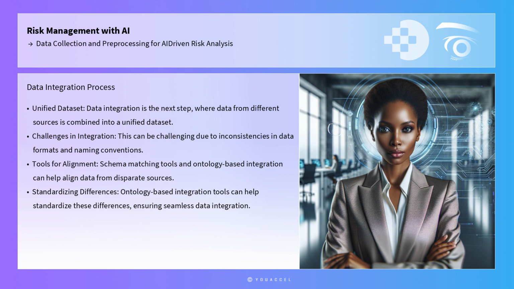Data integration is the next step, where data from different sources is combined into a unified dataset. This can be challenging due to inconsistencies in data formats and naming conventions. Schema matching tools and ontology-based integration can help align data from disparate sources. For instance, integrating data from a supplier's database and an internal ERP system might require reconciling different naming conventions for the same product. Ontology-based integration tools can help standardize these differences, ensuring seamless data integration.